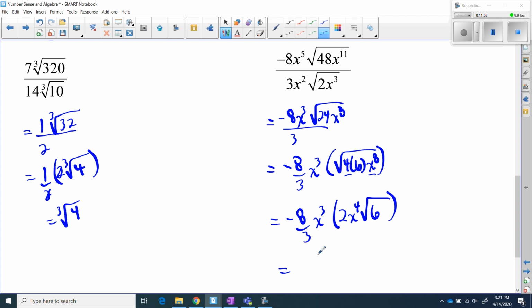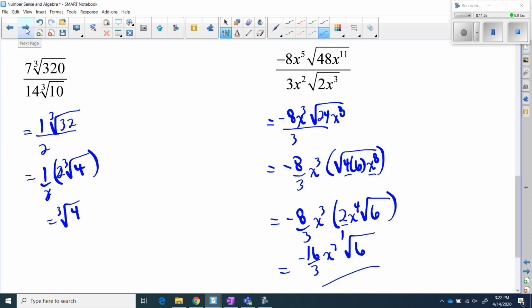So I'm going to multiply the numbers. Now remember, the number 2 is assumed to be over 1. When you multiply fractions, it's just straight across the numerators, straight across the denominators. That gives me negative 16 over 3. When you multiply variables, you add exponents: x to the 7th, and then we've got our square root of 6 left underneath there. That's the final answer. So you can see that one got a little more complicated. We had to know our stuff to work our way through that one.